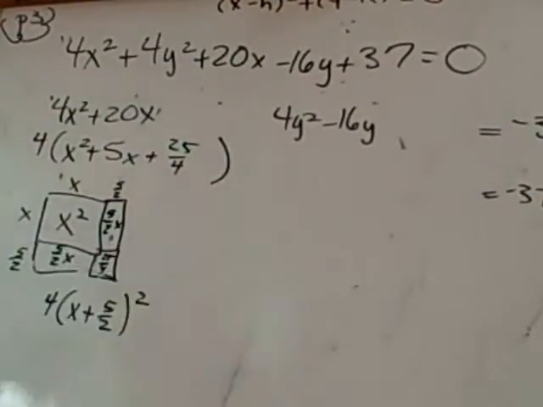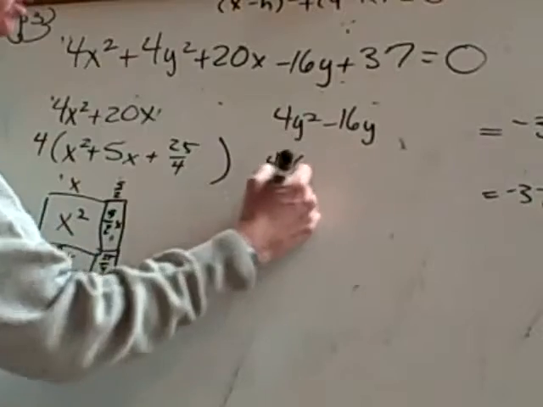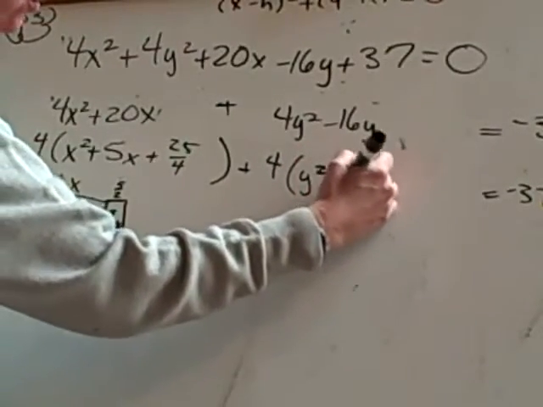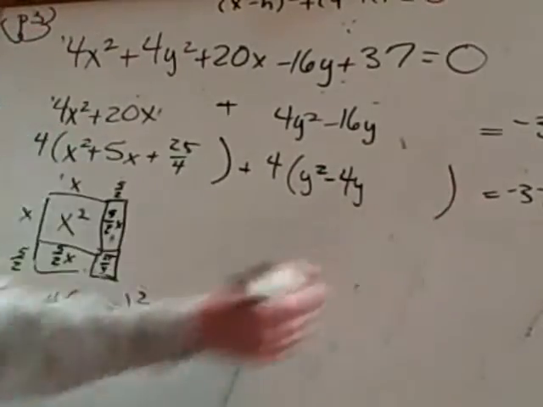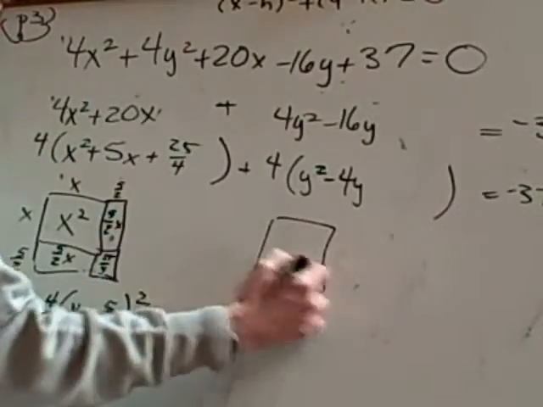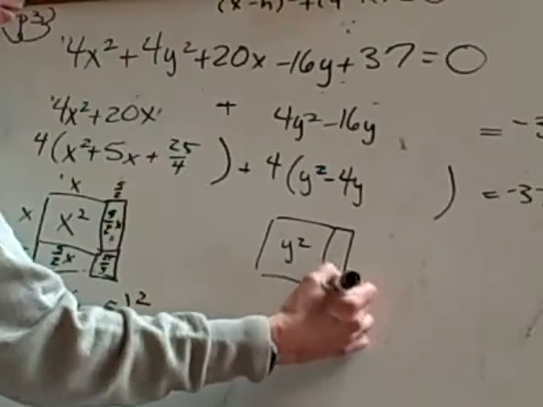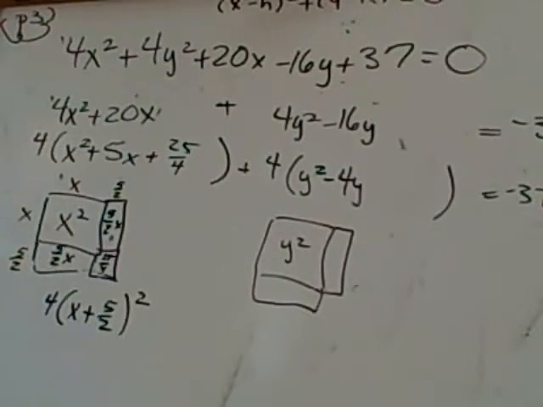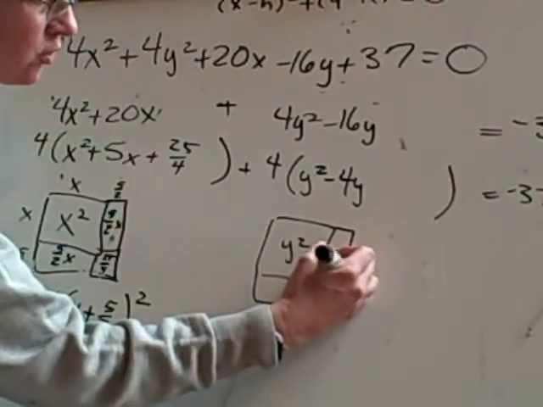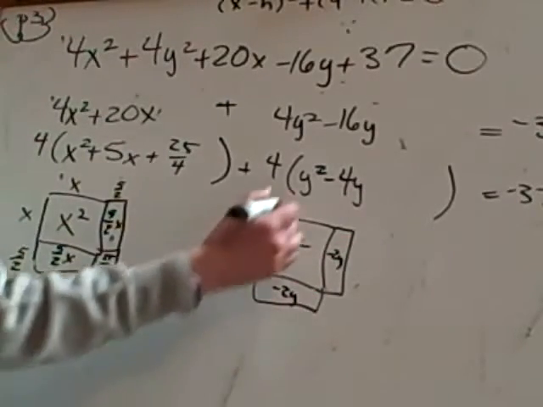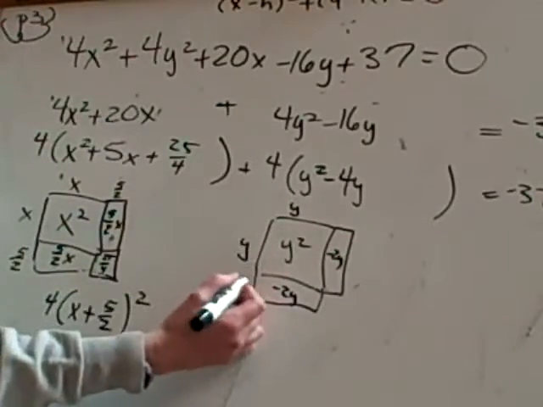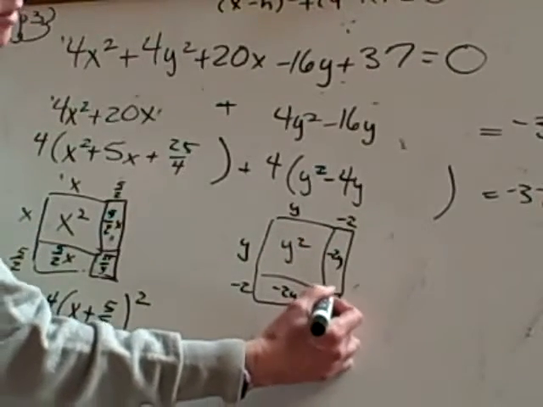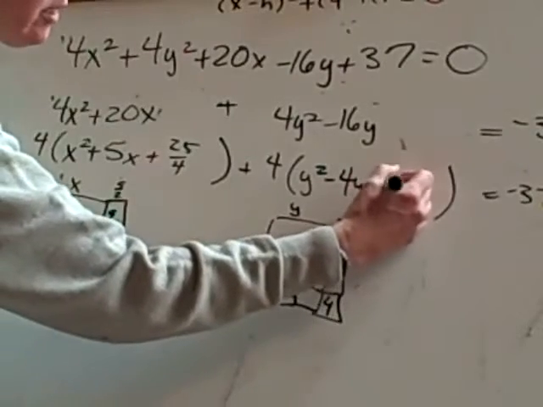I have to factor out the 4 as well. So 4 parenthesis, y squared minus 4y. Let's leave this open a little bit. If we draw our picture, this is y squared. What's half of the negative 4y? Negative 2y. So negative 2y here and here. So this is y, this is y. What is this here? Negative 2. Negative 2 and negative 2. What's going to go down here? 4. Perfect. So I'm going to add 4 here.